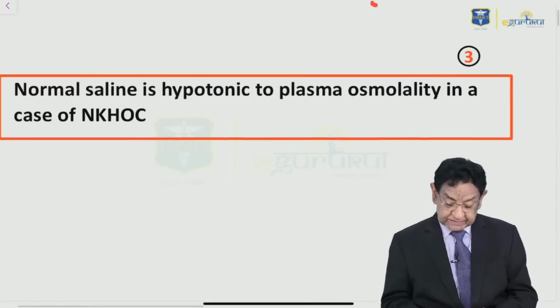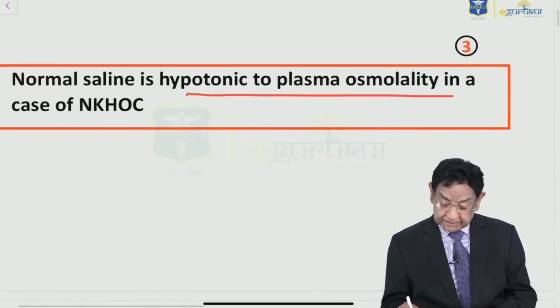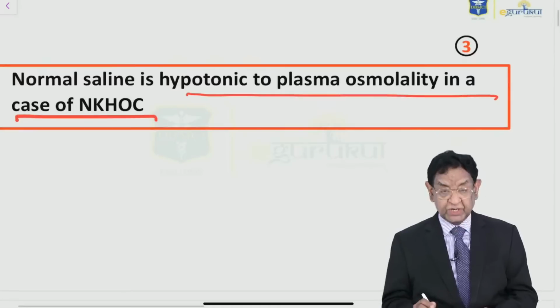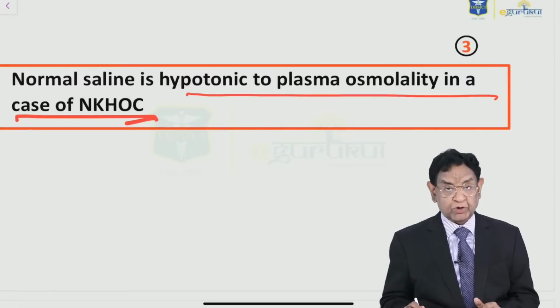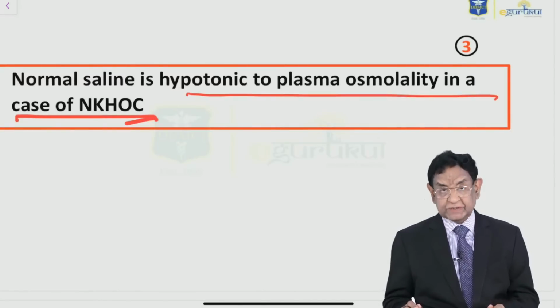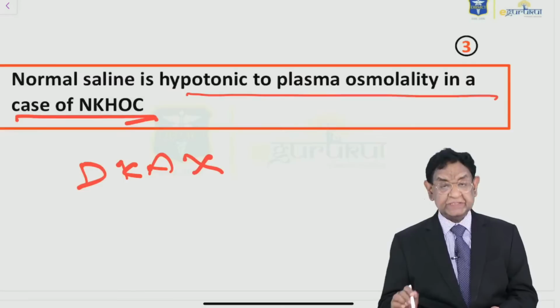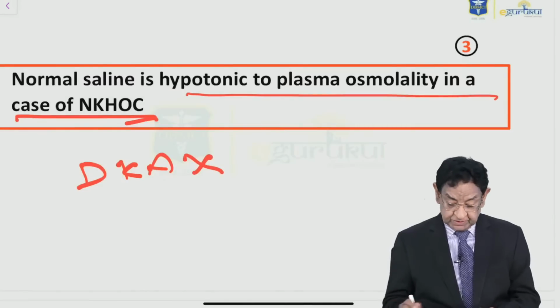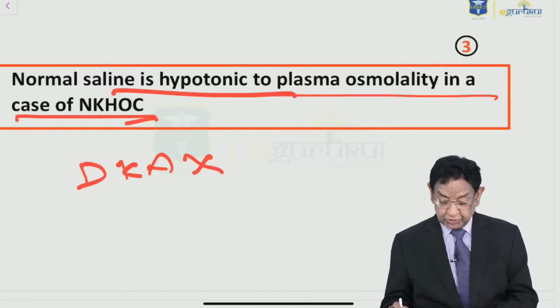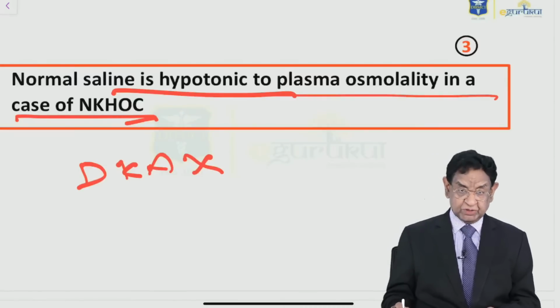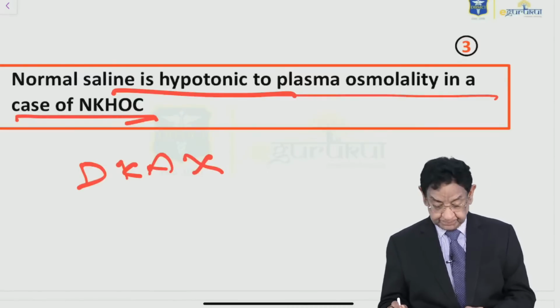Remember, again, normal saline is hypotonic to plasma osmolality in a case of non-ketotic hyperosmolar coma. In this case, the diagnosis is non-ketotic hyperosmolar coma because ketones are negative, so there is no chance of DKA. Ketones are negative. So this is box number 3. So normal saline is hypotonic to plasma in a case of non-ketotic hyperosmolar coma.